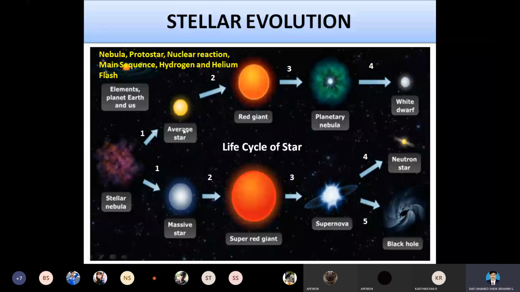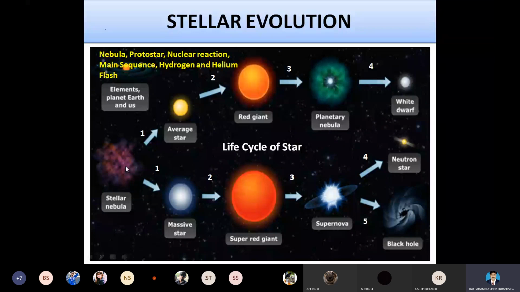So we are going to start with the stellar nebula. This is the birth. Once the nebula formation takes place, we have to know what a protostar is, what a nuclear reaction is, what a main sequence is, and what the hydrogen and helium flash is. Once the second stage is about to end, the formation of the red giant star takes place. From this, we are going to consider the planetary nebula. From the planetary nebula, it goes to the white dwarf.